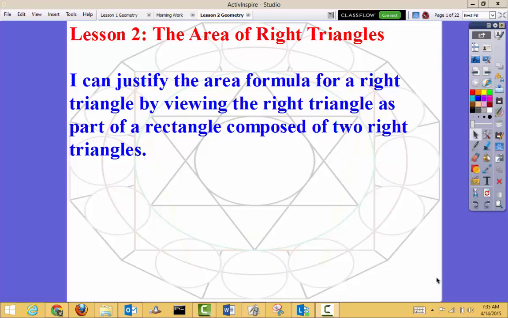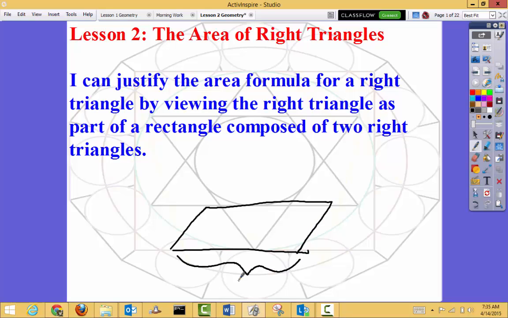Alright, so here's lesson 2 of our geometry. Today we're focusing on the area of right triangles. Remember yesterday we were focusing on the area of parallelograms. And how do we find the area of a parallelogram? Well, it's my base, however long it is, times its height.